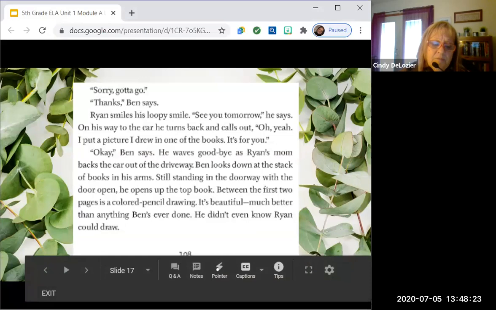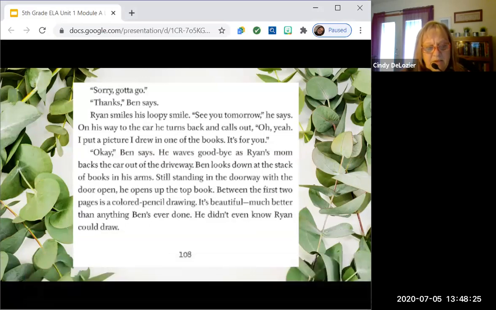"Sorry, gotta go." "Thanks," Ben says. Ryan smiles his loopy smile. "See you tomorrow," he says. On his way to the car, he turns back and calls out, "Oh yeah, I put a picture I drew in one of the books. It's for you." "Okay," Ben says. He waves goodbye as Ryan's mom backs the car out of the driveway. Ben looks down at the stack of books in his arms. Still standing in the doorway with the door open, he opens the top book.